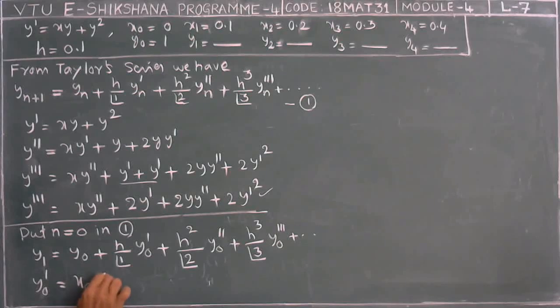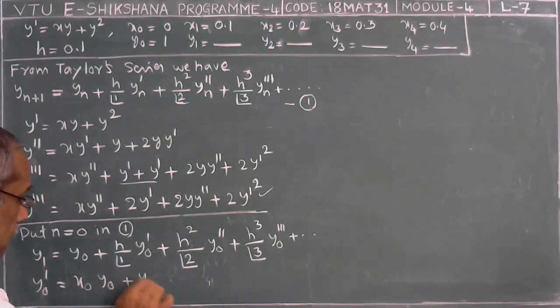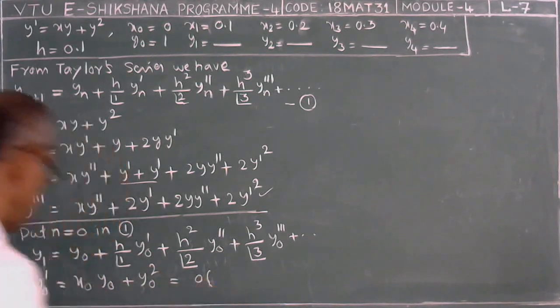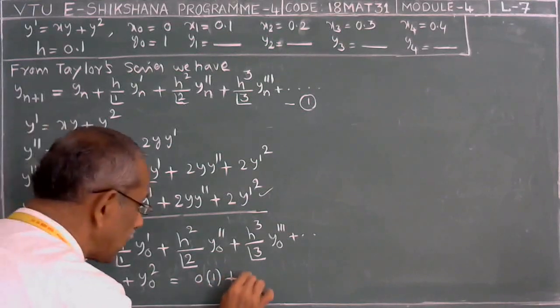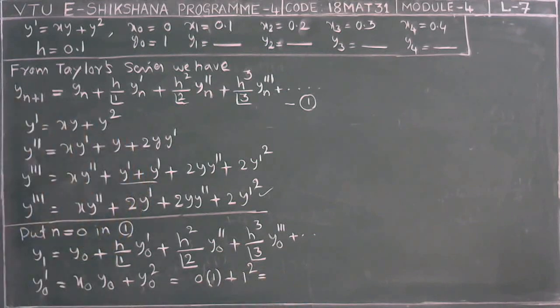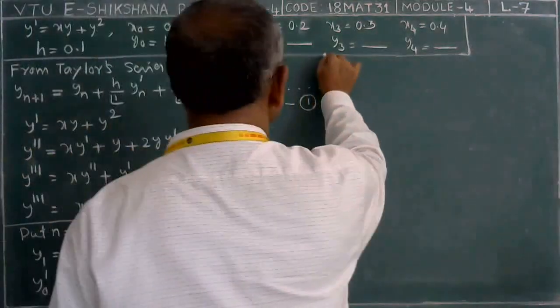So therefore y0 dash is x0 y0 plus y0 square. Now substitute for x0. x0 is 0. So 0 into y0, y0 is 1, plus y0 square, 1 square is equal to 1. So y0 dash is 1.